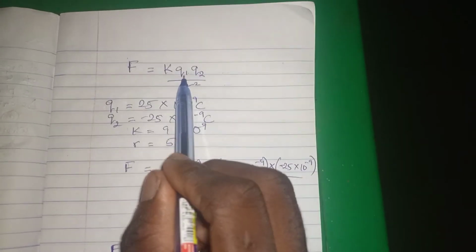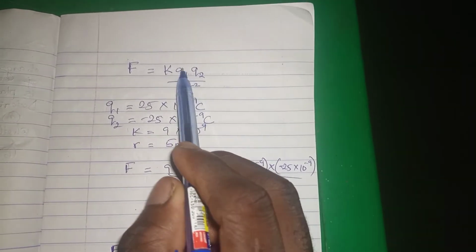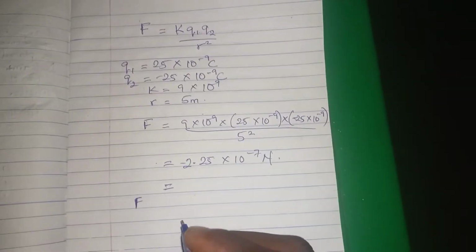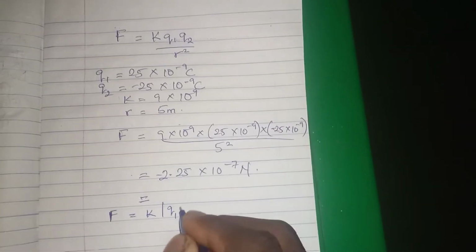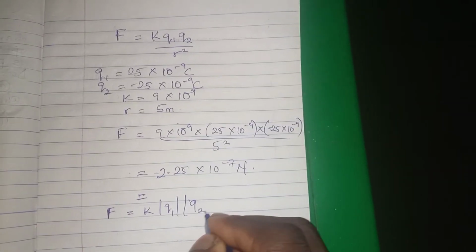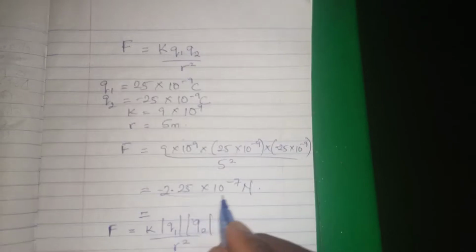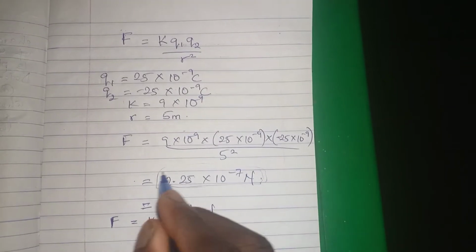Let me just say it as modulus, like you put them in the form of modulus. That is, you make every negative sign a positive. So what I'm trying to say is that you should have written it like this: k q1 q2 over r square.